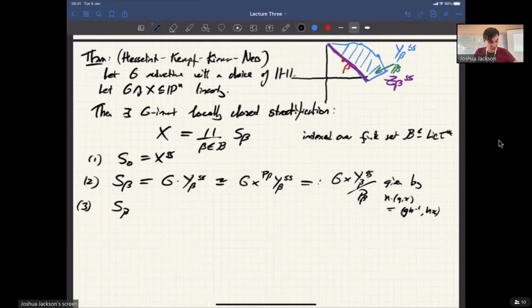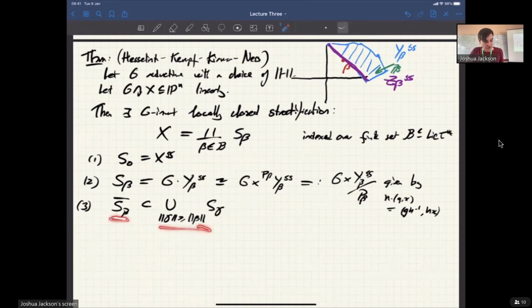And the third thing is just that there's a reasonable sense in which this is a stratification. So if I take the closure of a stratum, then what I get is those strata that are bigger. So the closure of a stratum contains more unstable points, if you like, points whose closest point to the origin is further away than the one I started with.